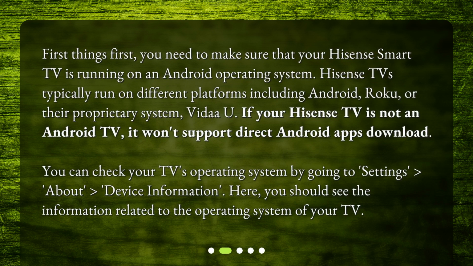First things first, you need to make sure that your Hisense Smart TV is running on an Android operating system. Hisense TVs typically run on different platforms including Android, Roku, or their proprietary system, VIDAA U. If your Hisense TV is not an Android TV, it won't support direct Android apps download. You can check your TV's operating system by going to Settings, About, Device Information. Here, you should see the information related to the operating system of your TV.